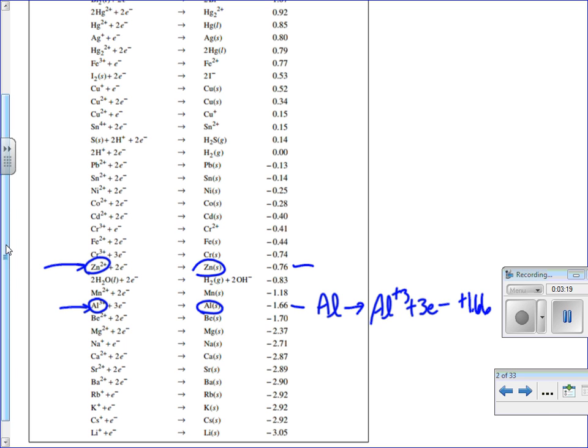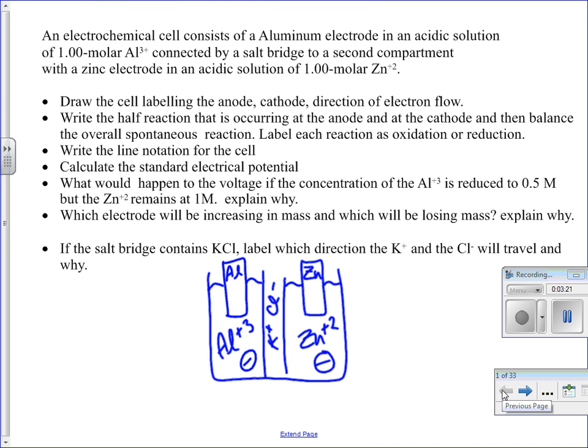So I'm going to go back to my cell. So I know that aluminum is going to be oxidized, and so this is oxidation, so that's my anode. And therefore zinc is being reduced, and that's my cathode, because red cat and an ox.